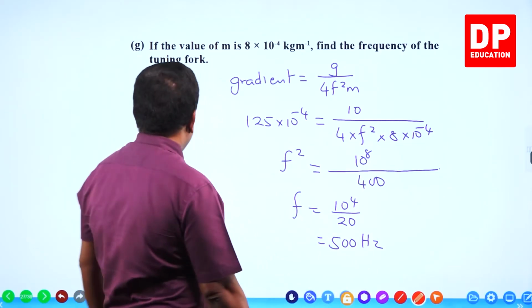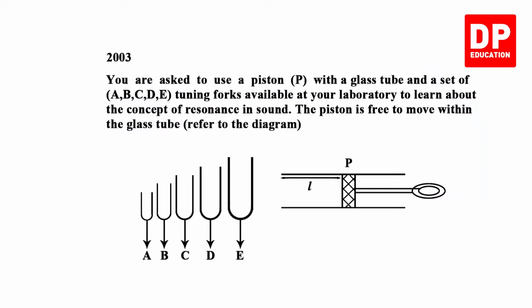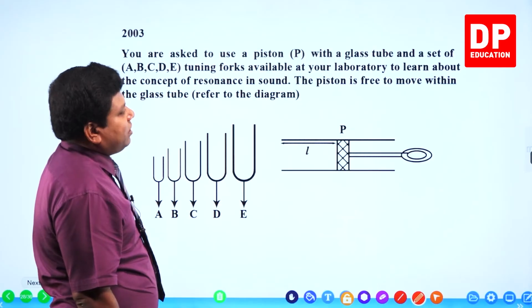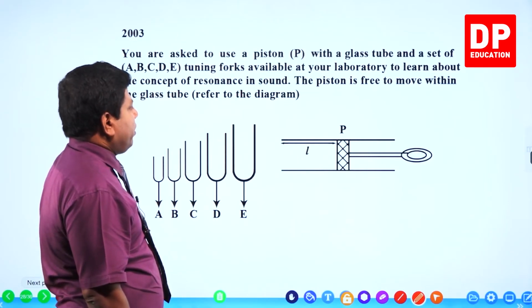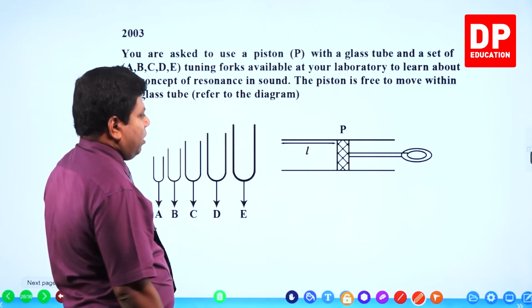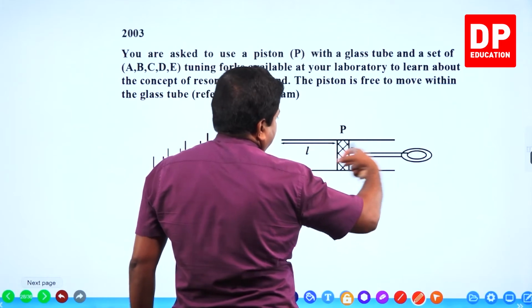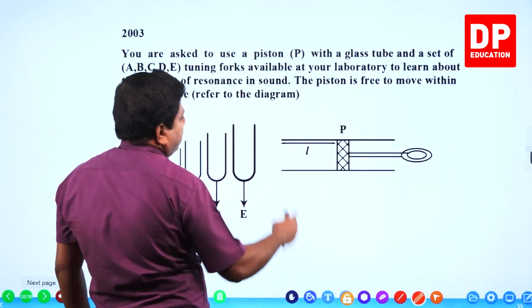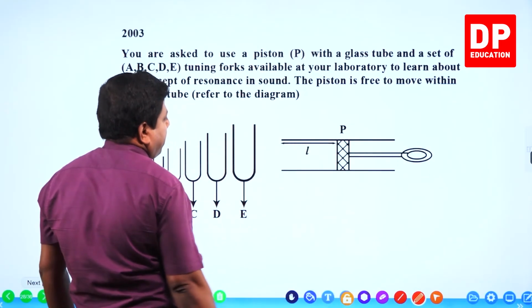Right. Next. This is the 2003 paper. You are asked to use a piston with a glass tube and a set of tuning forks available at your laboratory to learn about the concept of resonance in sound. The piston is free to move within the glass tube. Refer to the diagram. This is the glass tube. This is the piston. The piston can move in and out. This is length L.